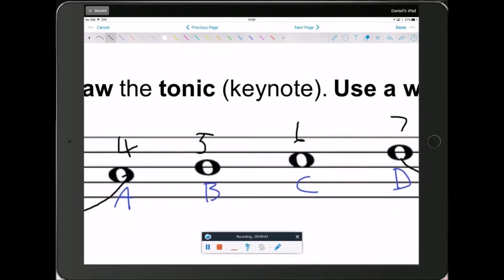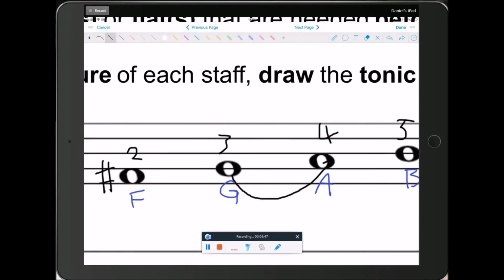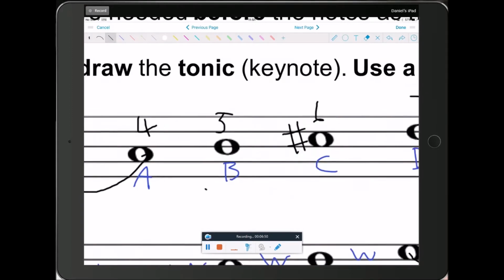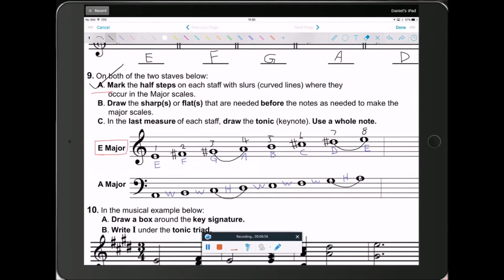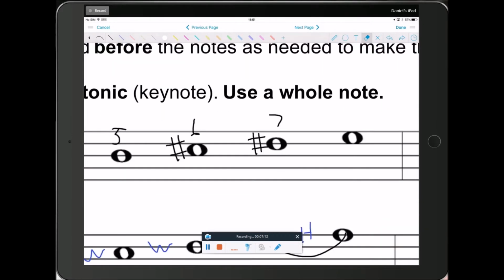C, we put a sharp right there in front of it. G, we put a sharp right here in front of it. And D, we put a sharp right there in front of it. So those are the 4 sharps that we need. Now I'm going to erase all of this.